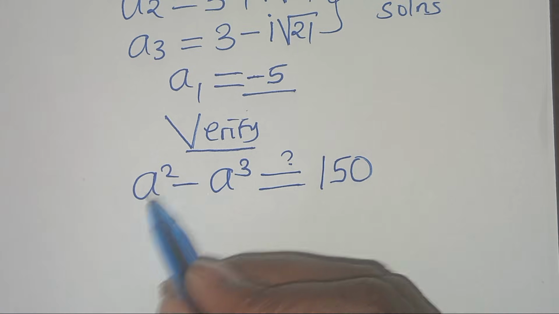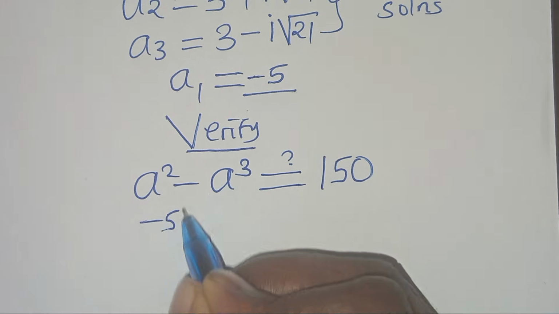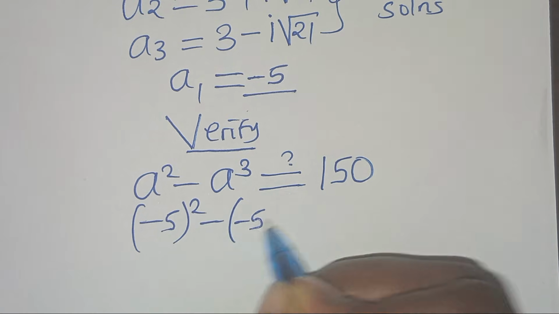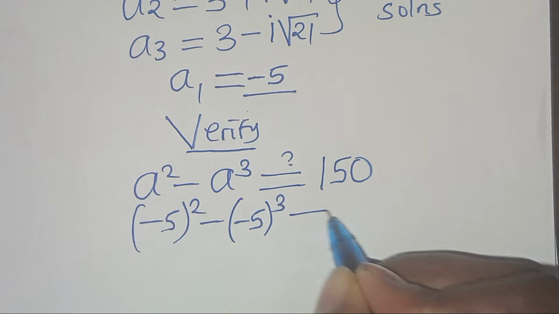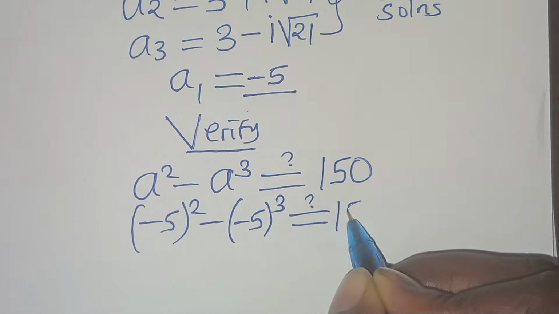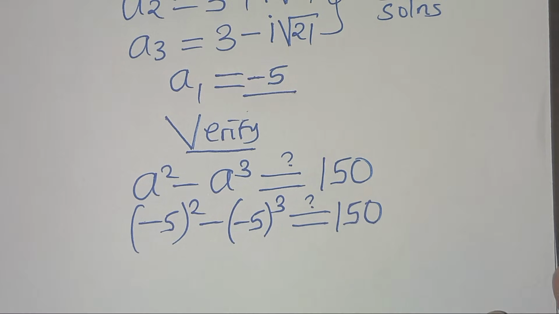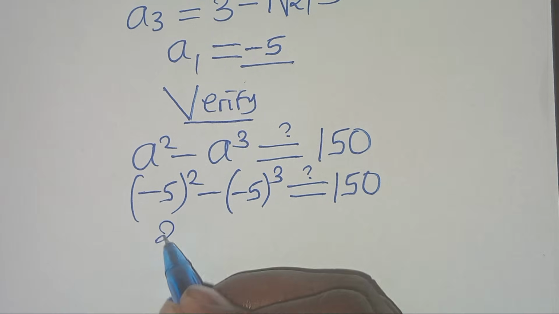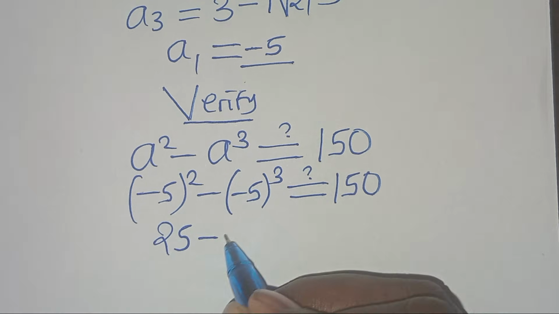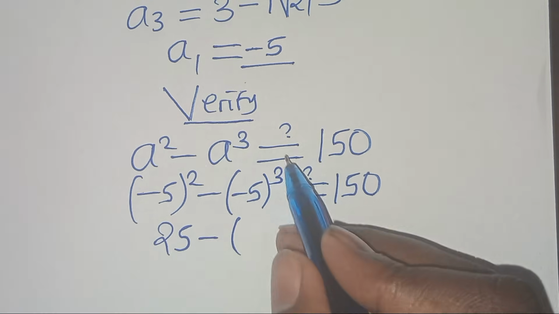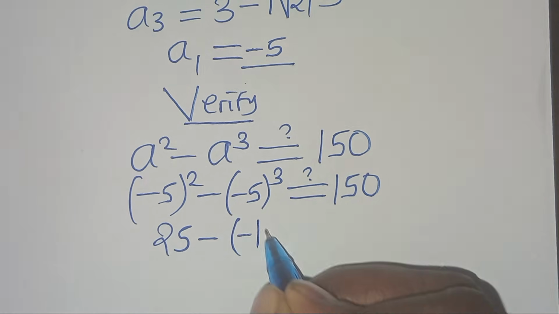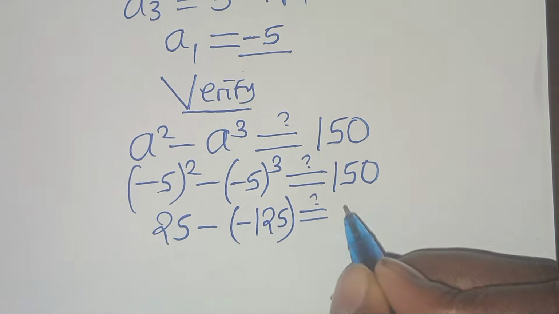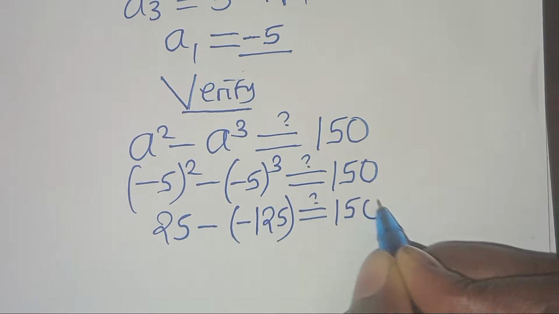So let's substitute a here, which is minus 5 to the power of 2, subtract minus 5 to the power of 3. This is supposed to give us a value of 150. So minus 5 squared, this is 25. Subtract minus 5 to the power of 3, this is minus 125. This is supposed to give us a value of 150.